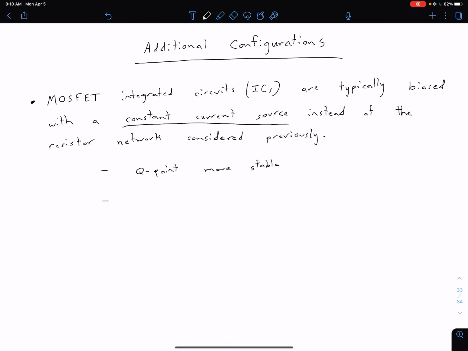And the second point, which is also very important, is that our current source can actually be made of mostly MOSFETs as well. So we can just use more transistors to bias that first transistor.